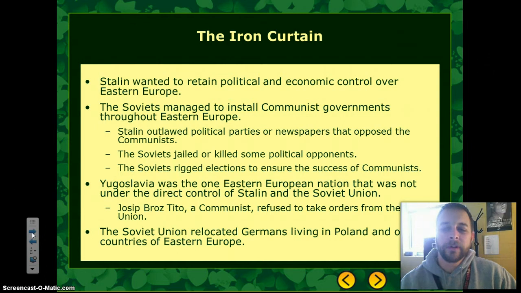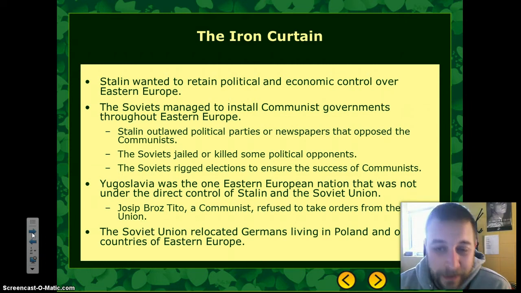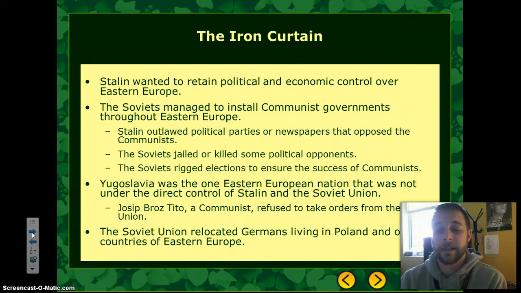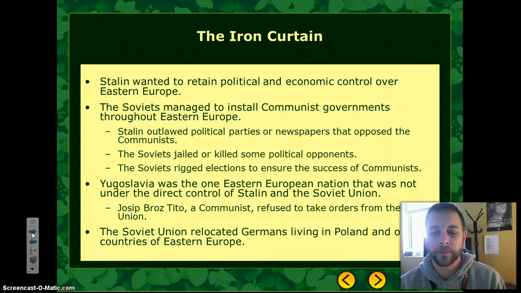All right, so Stalin wanted to retain political and economic control over Eastern Europe. He wanted to do this because he believed that he needed a buffer zone between the countries of Western Europe and the Soviet Union to defend against possible invasion. So he outlawed political parties in many of these countries in Eastern Europe, and the Soviets really cracked down and rigged elections to make sure that the communists took power.